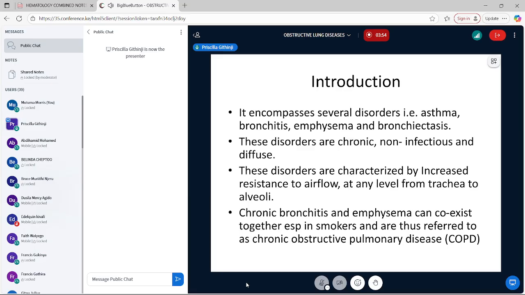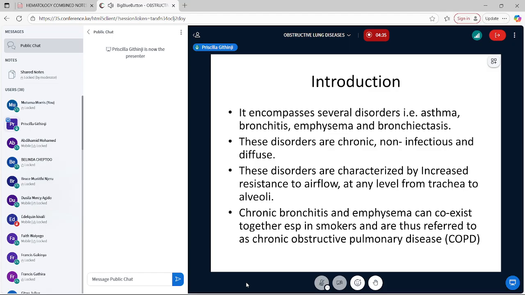So obstructive lung diseases usually encompass several disorders, particularly the four. We have asthma. I'm sure we've all heard of asthma, and there must be some of us who suffer from it. We have chronic bronchitis, we have emphysema, and then we have bronchiectasis, and we're going to look at each one of them individually. These disorders are chronic, meaning that they will affect your lungs for a prolonged period of time.